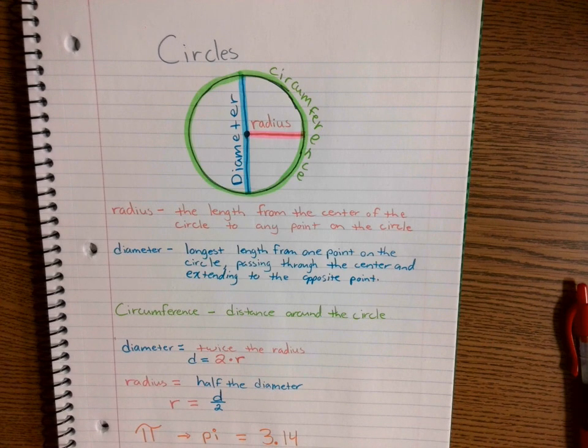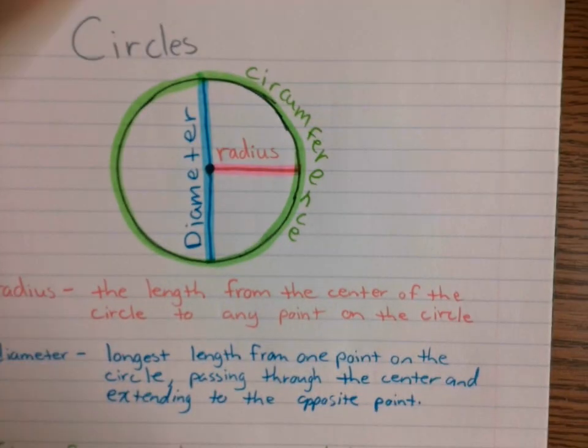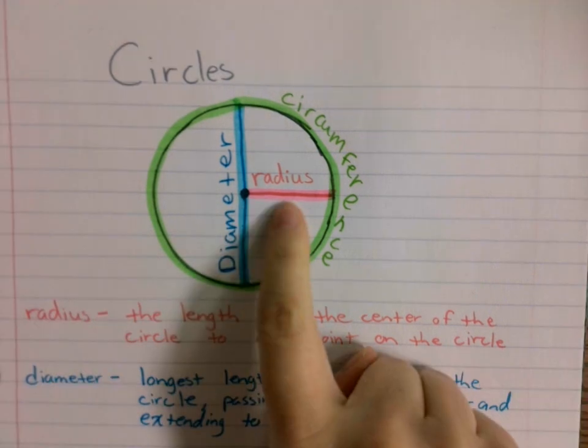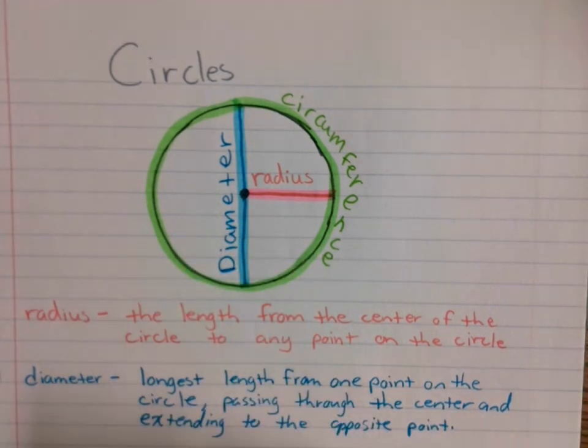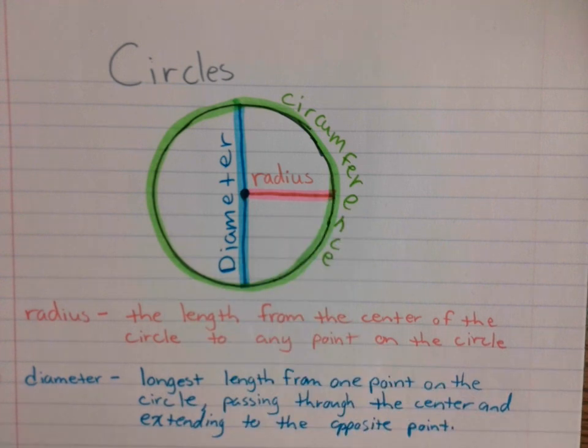The different parts of the circle. So we have our perfectly drawn circle here that has the small measurement that starts at the center and extends its way over to any point on the actual circle. That is called the radius.